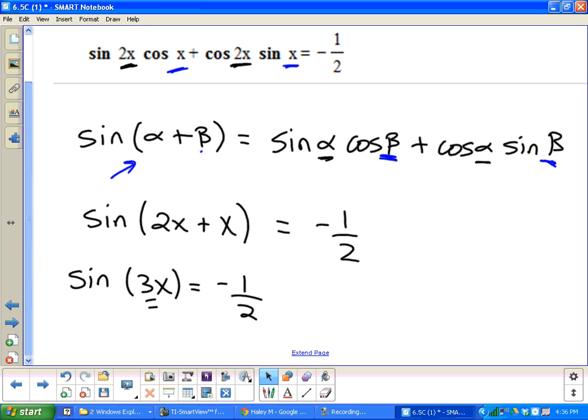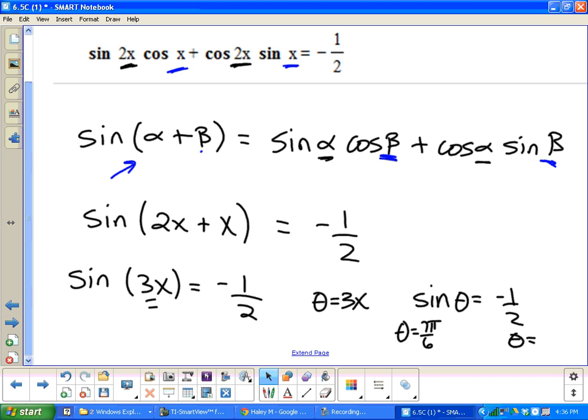Now, I'm going to let theta equal 3x, and we'll solve our easier equations. We have sine of theta equals negative 1/2. So let's look on our unit circle. Where is the sine negative 1/2? That would be at 7 pi over 6, and then at 11 pi over 6.